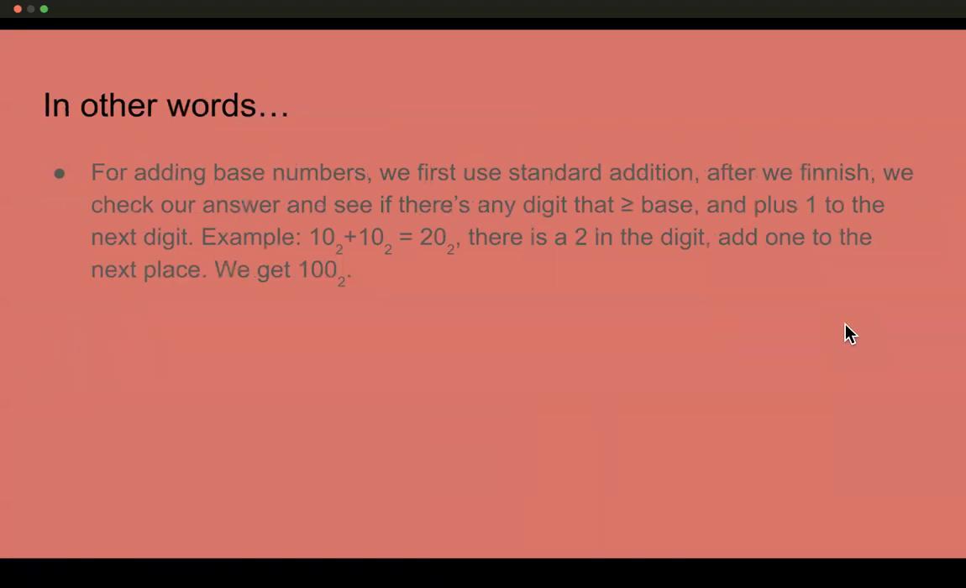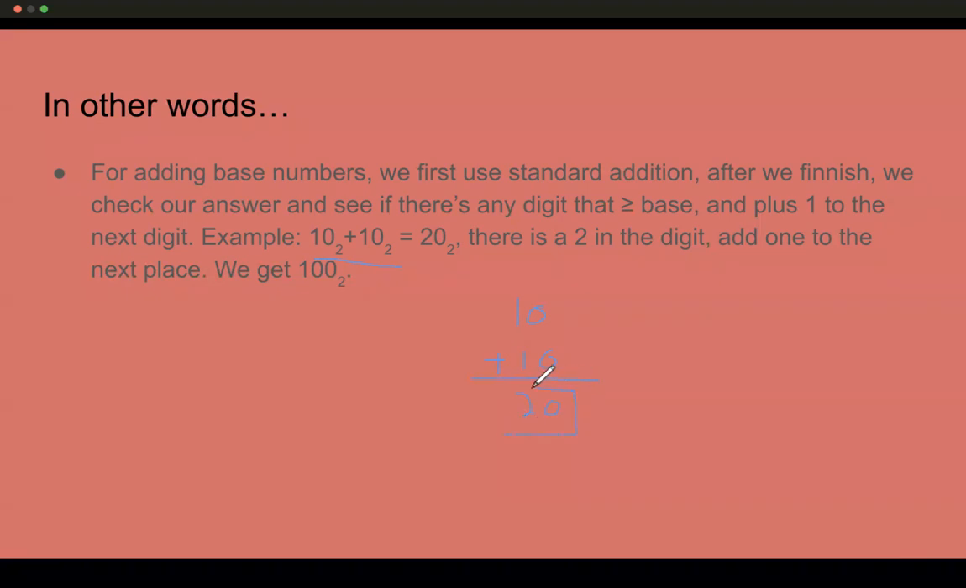So the addition rules, let's use base 2 for this example. To remind you, everything in base 2 has to be either 1 or 0. It can't be 2 because in base 2, everything has to be lower than 2. So say, for example, we're trying to find what's 10 plus 10 in base 2. We first do normal operations, just like how we do in base 10. We do the standard operations, and we get 0 and 2.